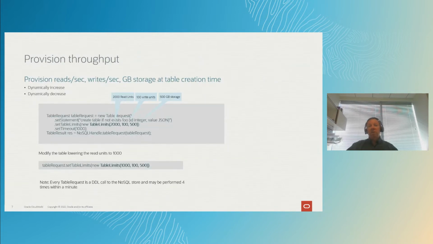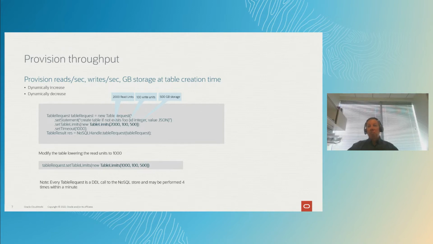Since we talked about provisioning, I thought it would be useful to take a look at some of the APIs that are involved that control that. So you can dynamically increase or decrease your provisioned throughput. We have three things that you can control: your number of read units, your write units, and your gigabytes of storage. Here we're showing one of our APIs through our Java SDK.